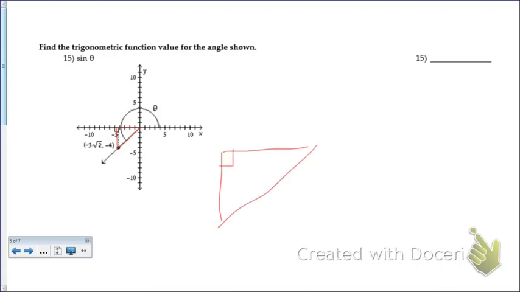And those coordinates, the x-coordinate is this guy. So that's going to be negative 3 square root of 2. My y-coordinate is negative 4. And I want the sine of theta. Well, sine of theta is y over r.